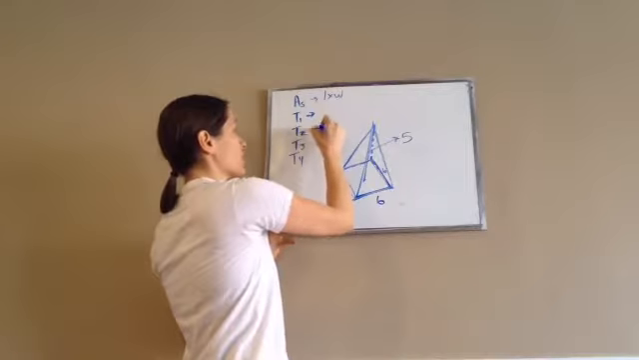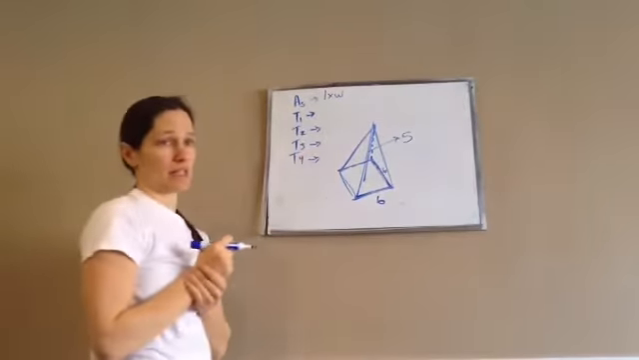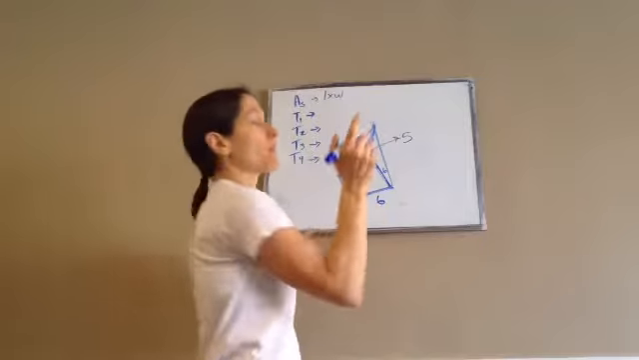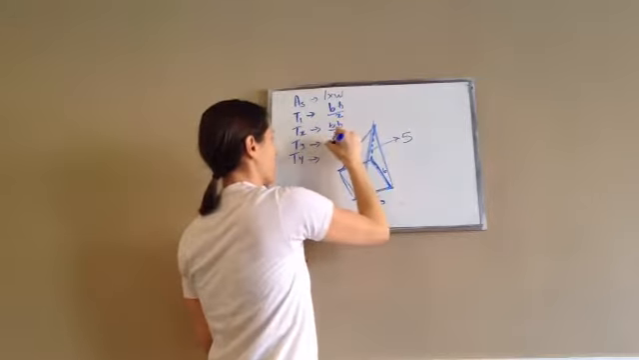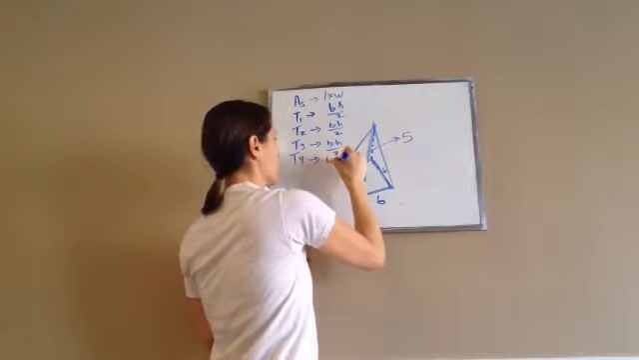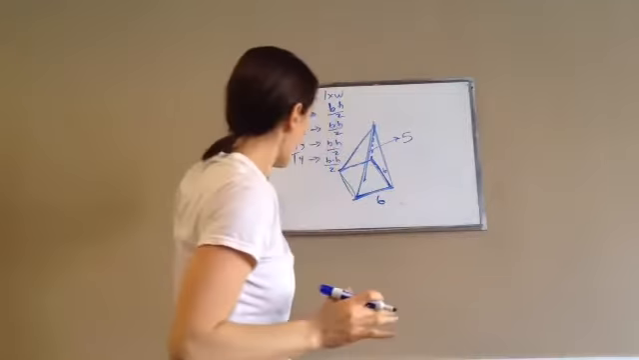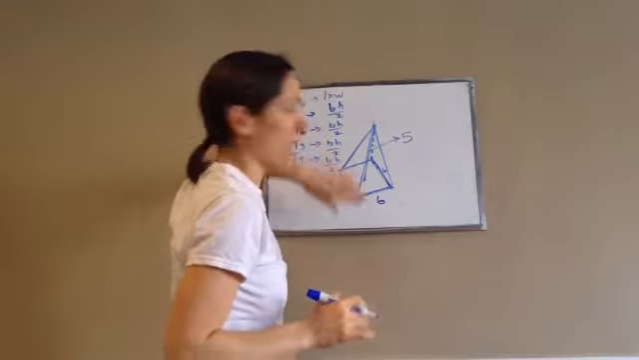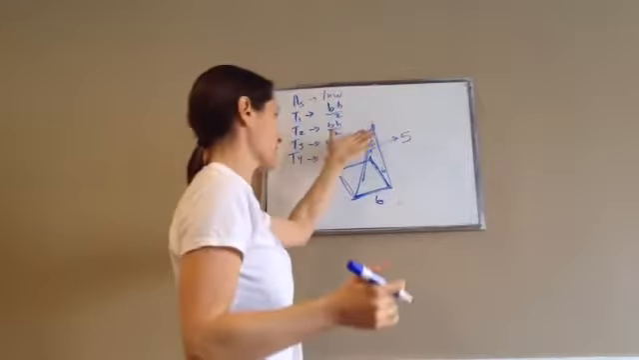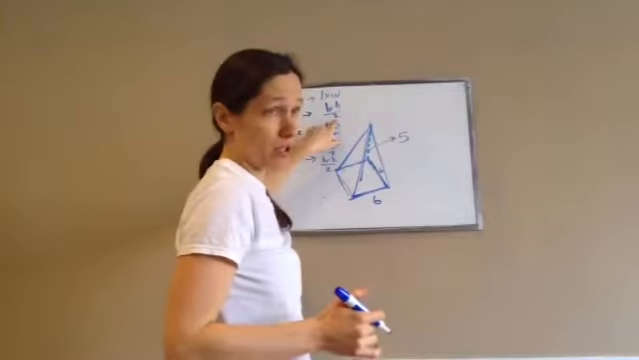But if I'm going to do a triangle area, what is it? Base times height divided by 2. But you have to remember that. Base times height divided by 2. I do that from the beginning, so that when I start putting my numbers in, I don't automatically think, oh, I'm just supposed to multiply this times this and forget to divide by 2.